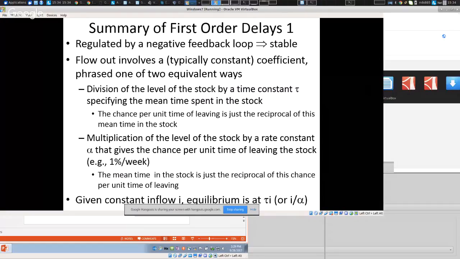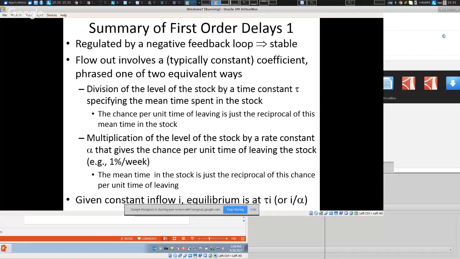These things are going to be really valuable with agent-based modeling in a few weeks, okay, as well. Given a constant inflow, the equilibrium is the value of the delay, the mean time in the stock, times the value of the inflow. In epidemiology, they deal with this a lot. We have a mean time with disease, we have an incidence rate I, and the prevalence of disease is the incidence rate times the mean time with disease, for example, in equilibrium. Or if you have a chance per period of time of leaving the stock, the equilibrium is I over alpha. Okay, that's the equilibrium in which inflow equals outflow.